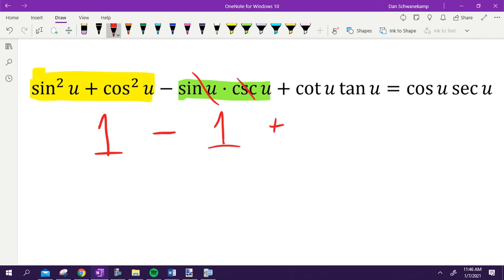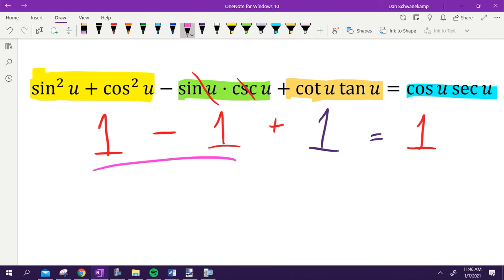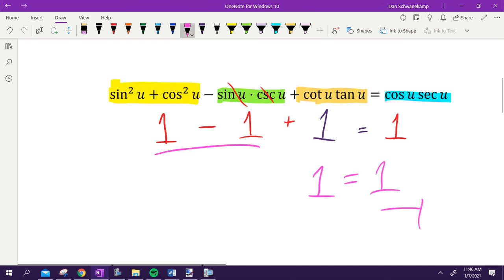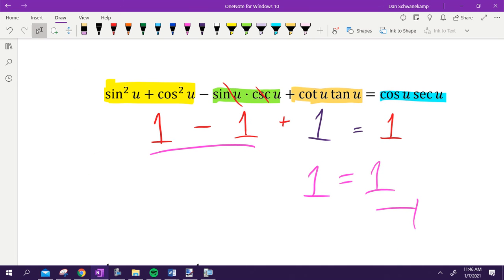Okay? And then I got cotangent times tangent. How are those two things related? Reciprocal, so it gets me 1. And then these two things are reciprocal, so they get me 1. 1 minus 1 gets me 0, so it's 1 equals 1. Yeah. Good. Questions on that one? Flip it back.